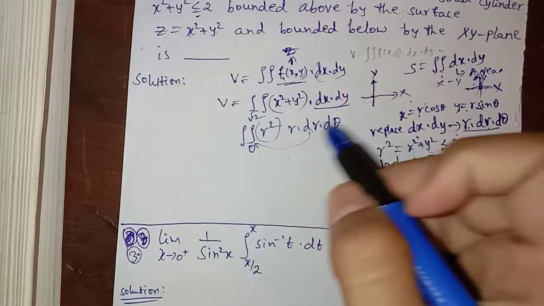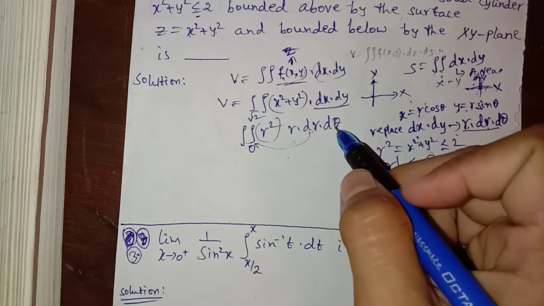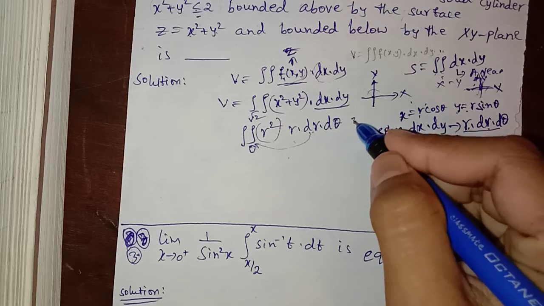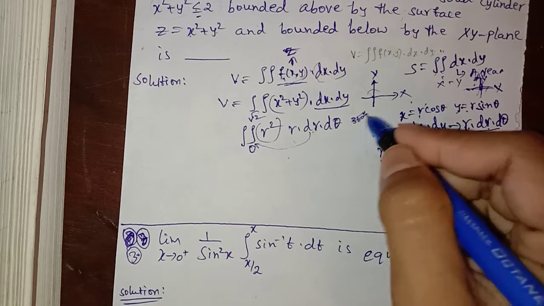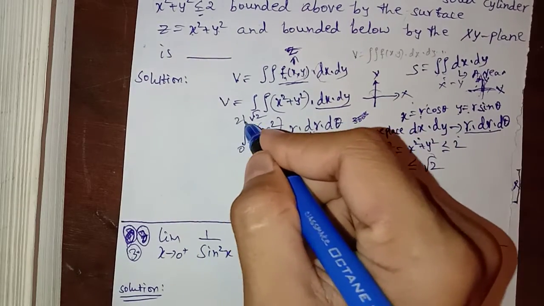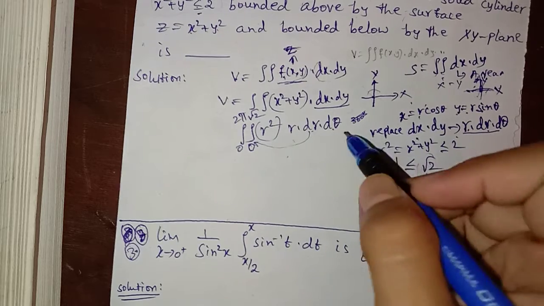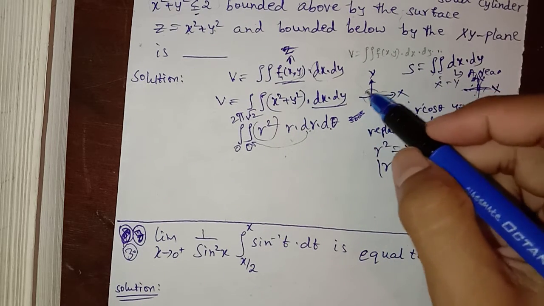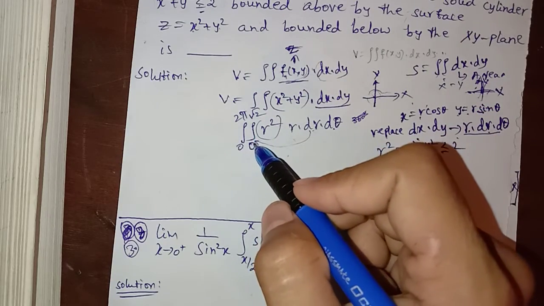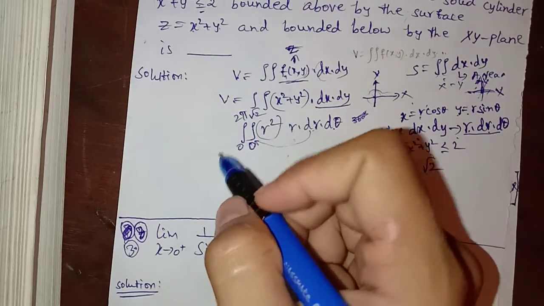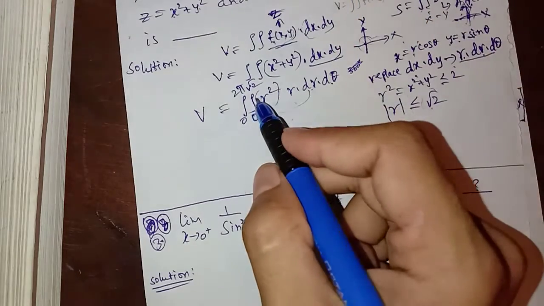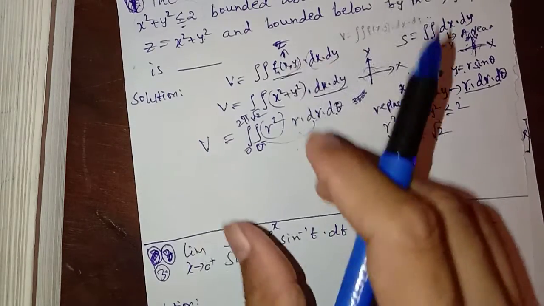Why? Because in polar coordinates, if we take all 360 degree angle by 0 to 2 pi, we can take theta angle 2 pi. That means it covers all negative and positive values. So we can take 0 to root 2 here. This is the volume of the given surface.